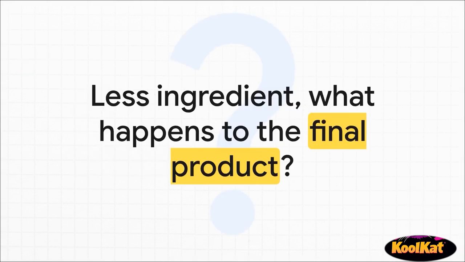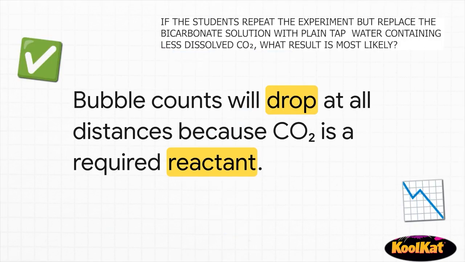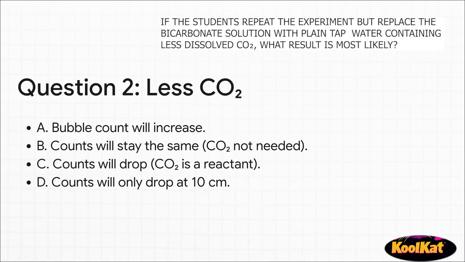Think of it this way. Say you're baking a cake. The recipe calls for 2 cups of flour, but you only have 1 cup. What happens? You're going to end up with a much smaller cake, right? Or maybe a flat one. It's the exact same idea in chemistry. If you have less of a key ingredient, you're going to get less of the final product. So the only possible answer here is C.